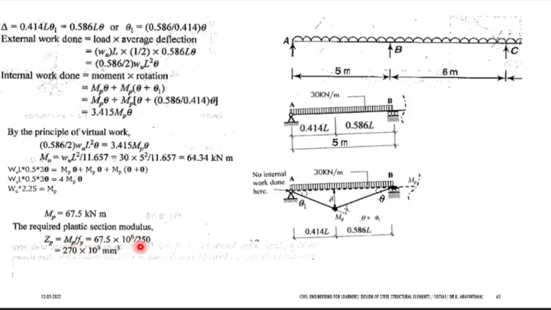Fy is 250. If you divide that, you will be getting 270 into 10 power 3. So this is the required plastic modulus. You have to take a section from the code book whose section modulus is greater than 270, and you can proceed. So you check that the ZP in the tabular column should be above 270 into 10 power 3 mm cube. You check what section is available more than this.